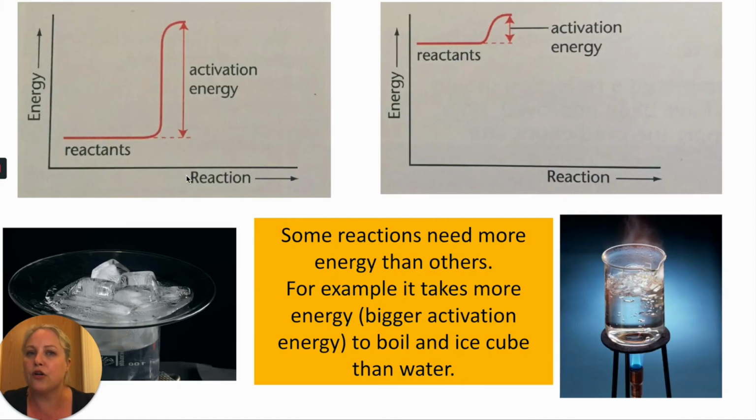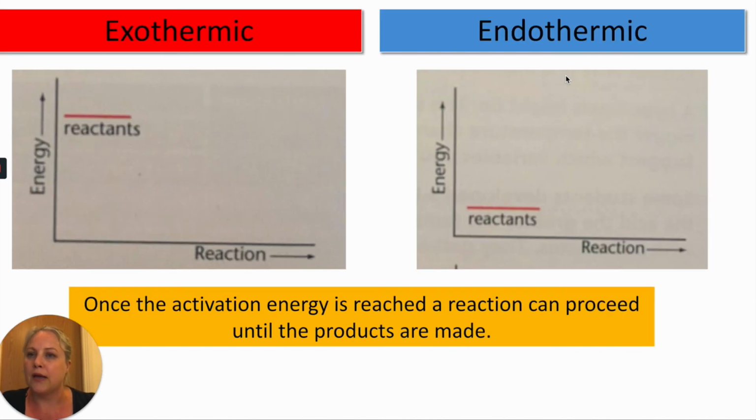Okay, so here we've got two reaction profiles. Are they endothermic or exothermic? Well, the products are higher than the reactants, so they are endothermic reactions. The activation energy is between the reactants and the peak up here. Okay, so you can see the different types of reaction profiles here. We've got this one requires much more energy than this one, and this is to boil ice cubes, whereas this is to boil water. Okay, so exothermic, the reactants have more energy than the products.